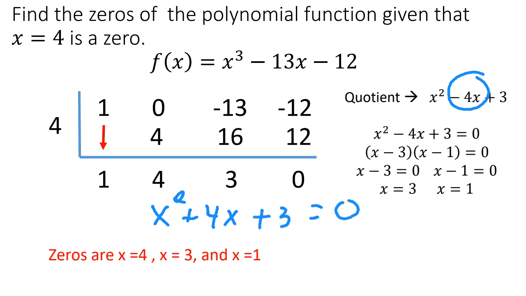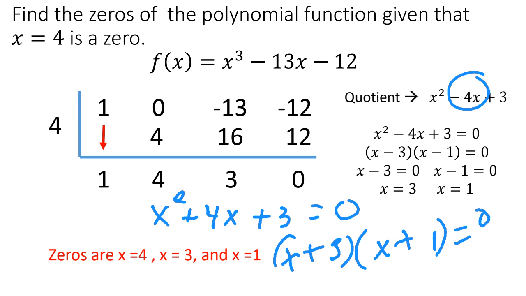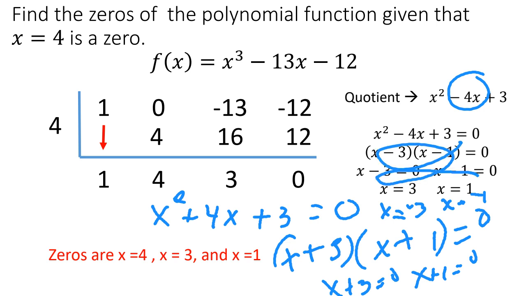Okay, so if we try to factor, we get x and x. 3 times 1 is 3, and I would get a plus and a plus. Now we get x plus 3 equals 0 and x plus 1 equals 0. So my solutions would be x equals negative 3 and x equals negative 1. Okay, so this is incorrect. Your solutions are x equals negative 3 and x equals negative 1.